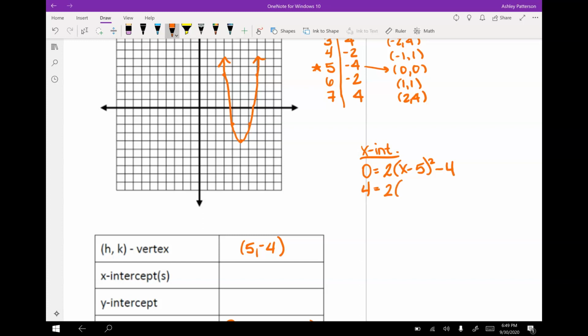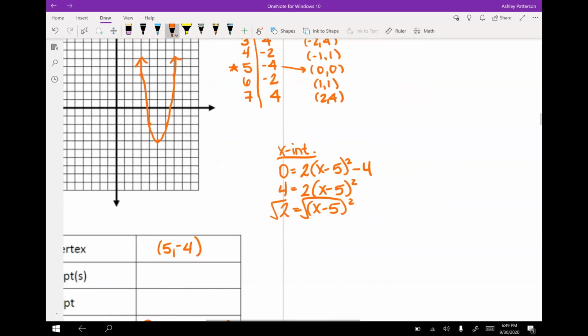So 4 is equal to 2 times the quantity x minus 5 squared. Divide by 2. So 2 is equal to the quantity of x minus 5 squared. Now, in order to get rid of the square, in order to get the x out of that squared quantity, we have to apply the inverse, which is the square root.